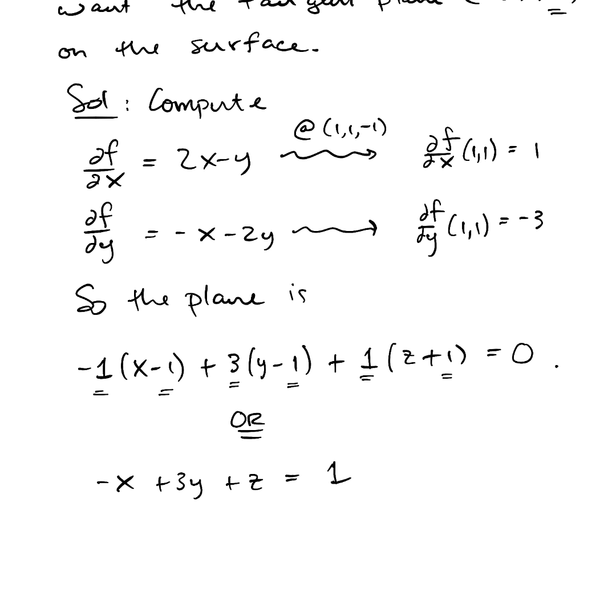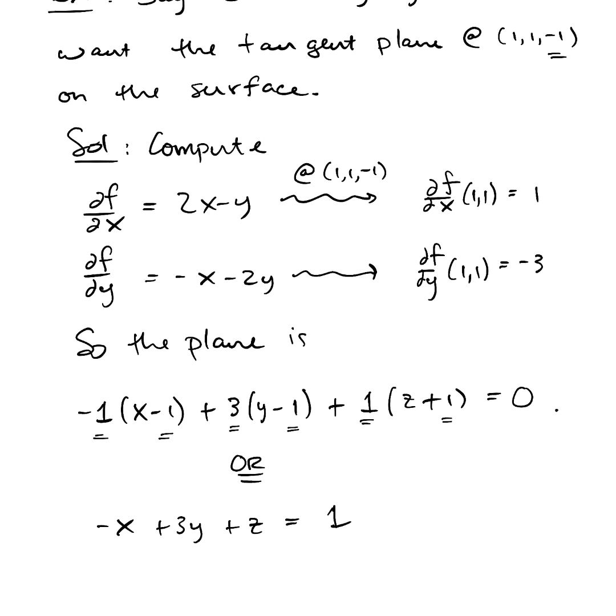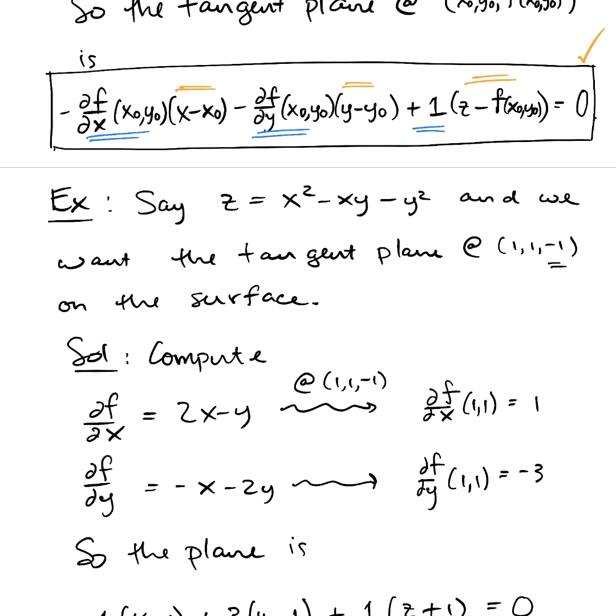But really, all this amounts to is picking up all the right ingredients from the information given in the problem and just exploiting that box, which tells us the equation of the tangent plane to the surface z equals f of xy at the point x naught, y naught, f of x naught, y naught.